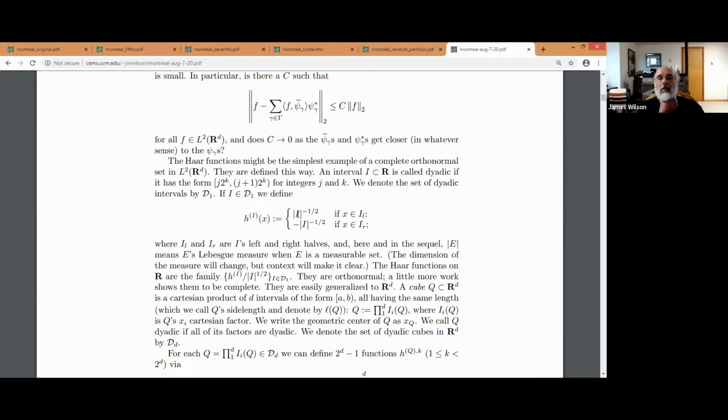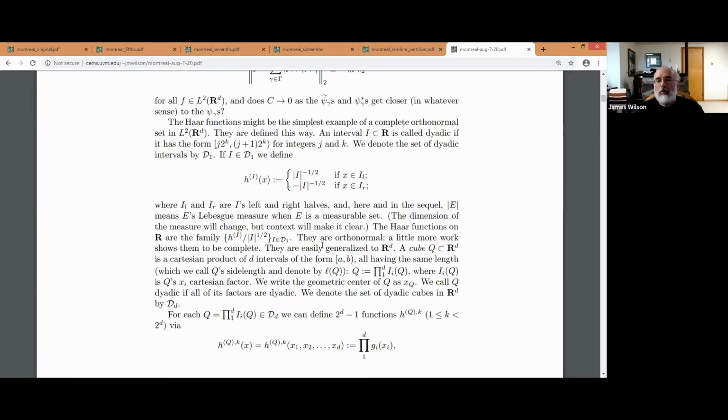I'm sorry, that's a mistake. That should be a 1 and a -1. I apologize. Typo. That should be a 1. That should be a -1. Here I want this. So then this would be the Haar functions. I apologize for that. Okay, 1, -1. I'll fix that when I put these up there. Okay, so these are orthonormal, and a little more work shows them to be complete.